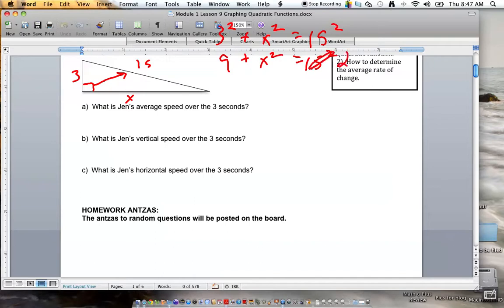I should have just written 225. So x squared is, subtracting 9 from both sides, 216. I square root both sides. Can somebody on the calculator tell me what the square root of 216 is rounded to the nearest tenth?